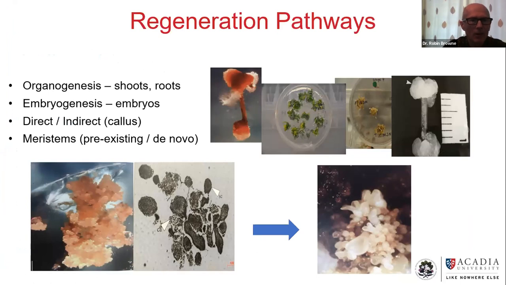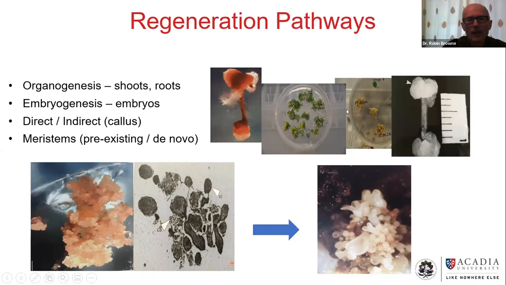What do I mean by pathways? Basically, there are organogenic pathways, organogenesis, which is essentially the formation of shoots or roots, or embryogenesis, which is the direct formation of embryos. I have some examples up here in this top panel of photographs. Here we see root regeneration from a rose material in culture. There are clusters of shoots from a flax culture. There are even embryos here from grapevine. And this culture here may not be that clear to see.